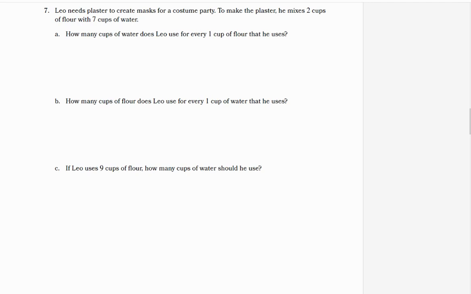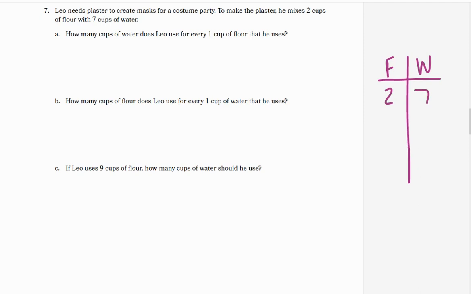So on all of these problems, I'm going to start by drawing a table. You should draw the table down at the bottom of the page, but because of the way this is going to work, I'm going to run out of room if I do that. So I'm going to make mine over here to the side. I have flour and water that Leo is mixing together. He has 2 cups flour and 7 cups water. So I start with that information from the problem in my table.